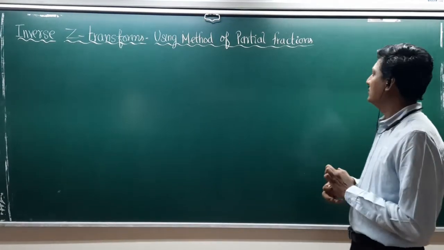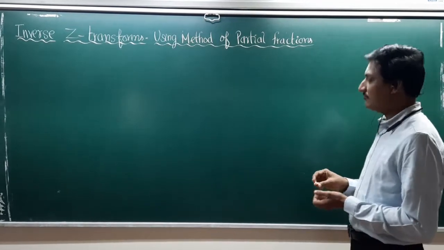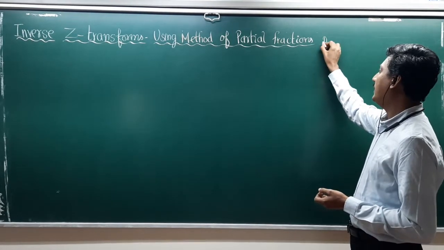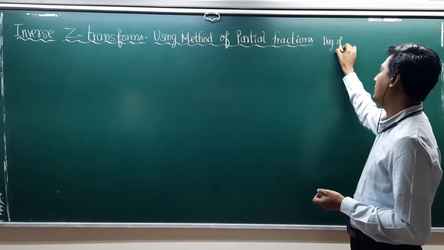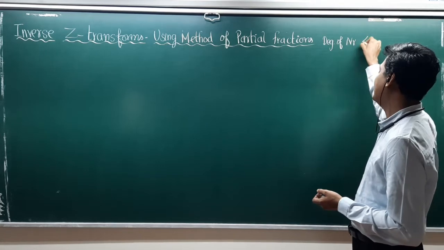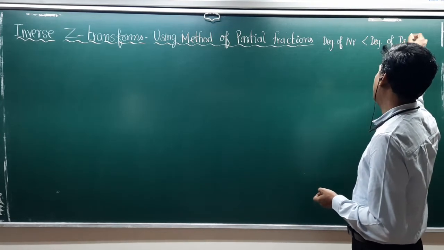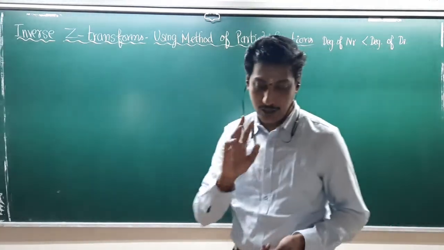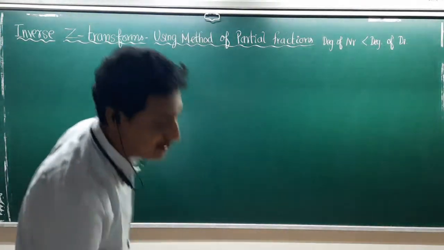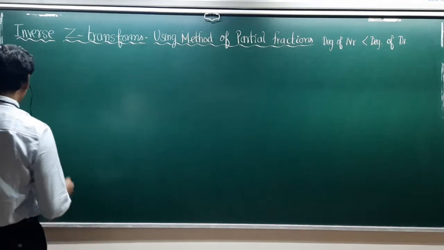Now I would like to go for the method of partial fractions, but before that, the condition for the method of partial fractions is that the degree of the numerator should be less than the degree of the denominator. So the degree of the numerator is strictly less than the degree of the denominator. That's the only condition to apply the method of partial fractions. Okay, so you can go for the first question.